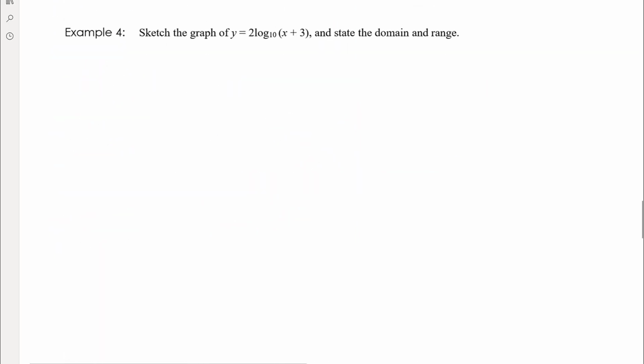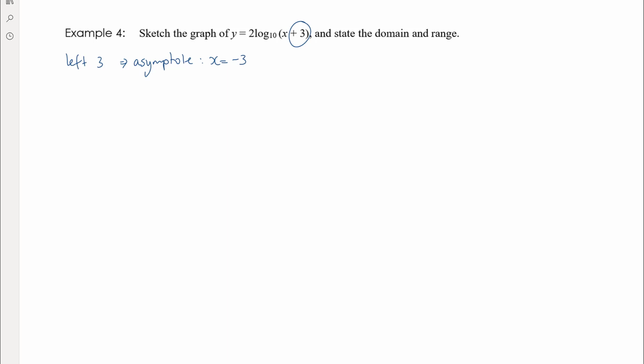Okay, example 4, sketch the graph of 2 times log base 10 of x plus 3. So we've got dilation from the x-axis by a factor of 2. That's not going to change how I draw it, that'll just change where the intercepts are when I calculate them. And we're also going to the left by 3. So left by 3 means our asymptote is going to have equation x equals negative 3.